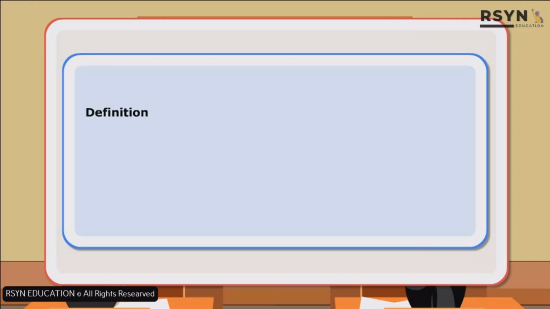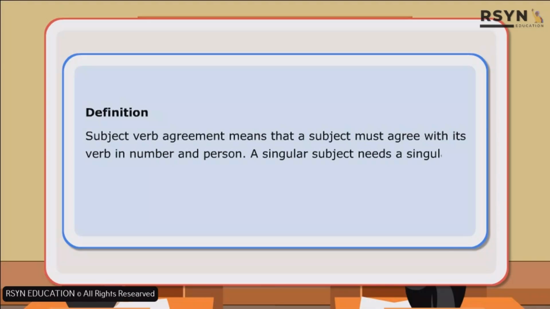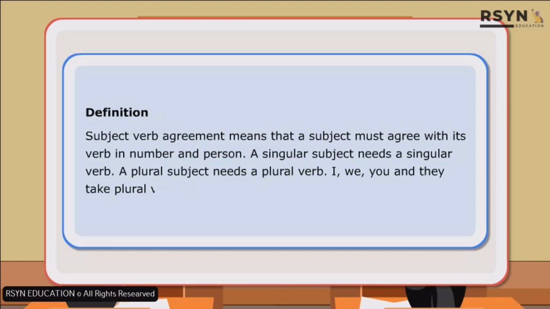Definition: subject-verb agreement means that a subject must agree with its verb in number and person. A singular subject needs a singular verb. A plural subject needs a plural verb. I, we, you, and they take plural verb. He, she, it take singular verb.